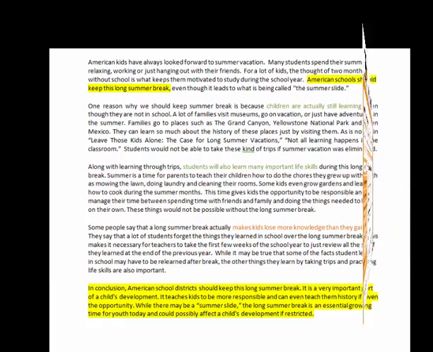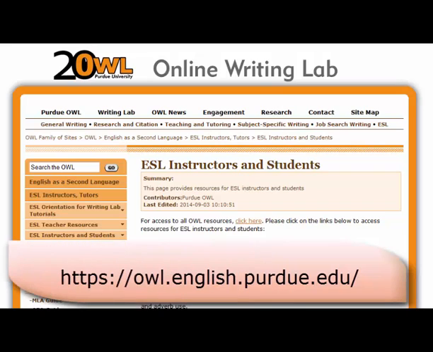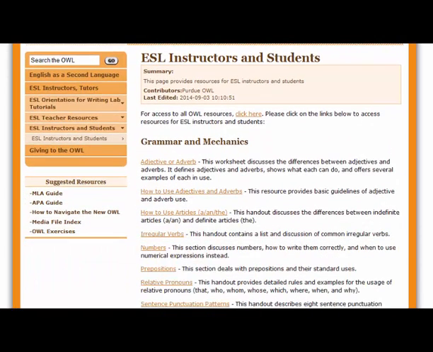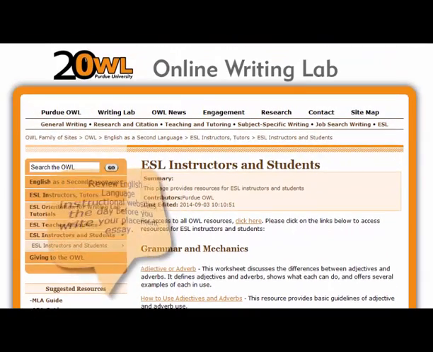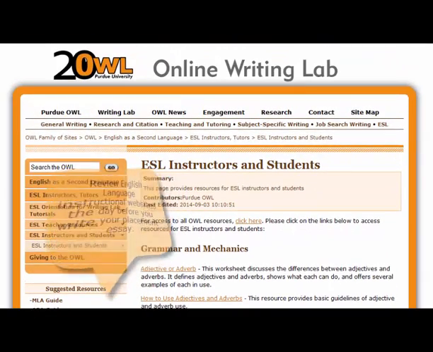author's thesis. As you proofread your placement essay, be sure to keep in mind all of the necessary elements of grammar and mechanics found in standard American English. Remember to use correct adjectives and adverbs, correct articles, numbers, and sentence punctuation patterns. A good resource for finding this information is the Purdue OWL Online Writing Lab.